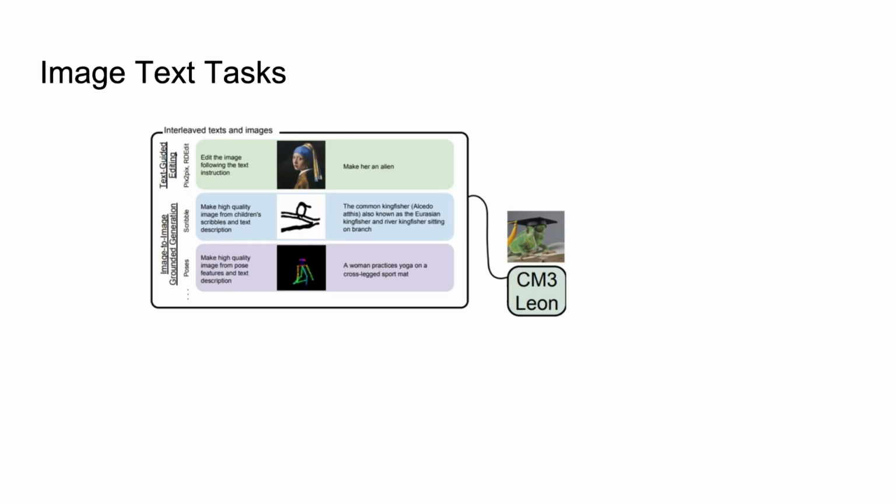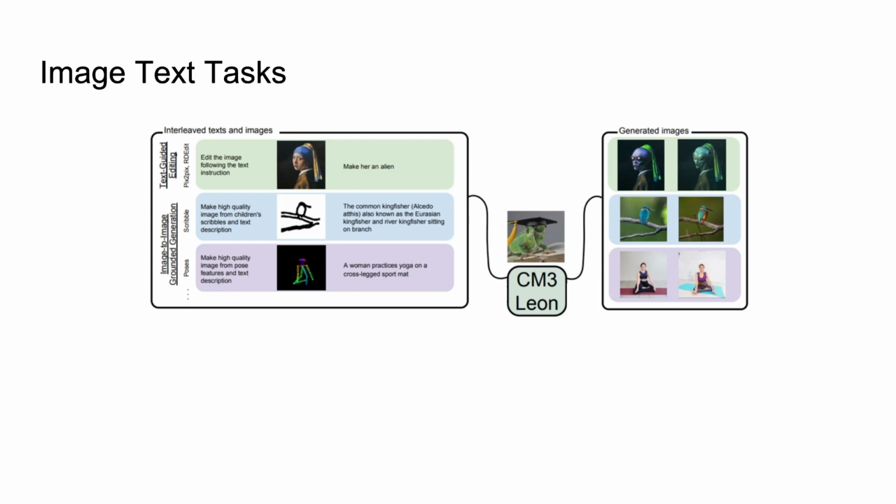And what exactly are these tasks that it can do? Well, here's Chameleon, and here's the first task. The first is going to be text-guided editing. We see here at the top, there's a picture of a woman, followed by a caption that says, "Make her an alien." And what the model's going to do is it's going to turn that woman into an alien.